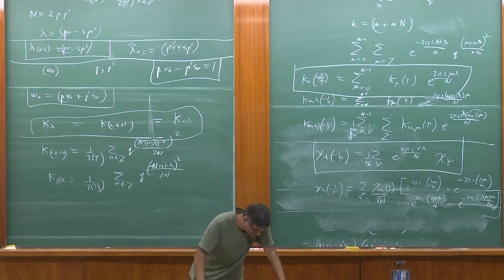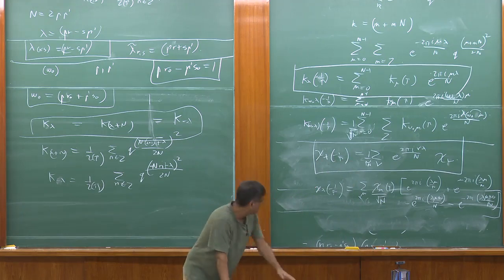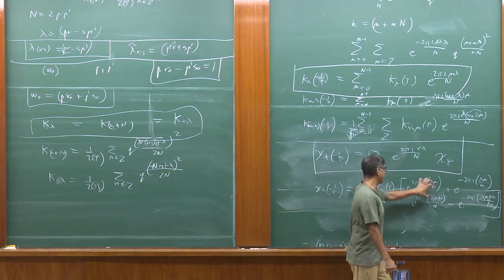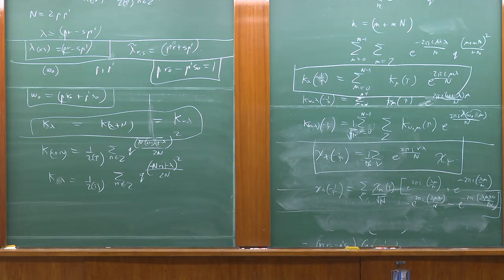Is this clear? Okay? So this quantity, which you can further process in various ways, gives you the S matrix. Now we have completed writing the characters after modular transform in terms of characters before modular transform.